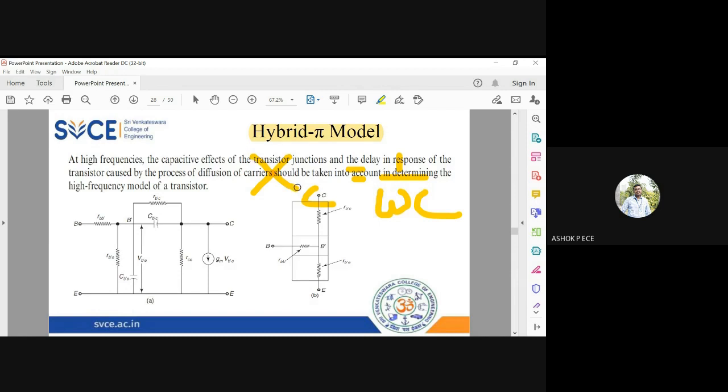The main reason we are going for the hybrid pi model is that it is used for high frequency analysis of a transistor, because we have all these capacitances coming into picture. So you have to understand this very, very clearly. And the diagram for the hybrid pi model will never be the same as the H parameter model, because this is a completely different model.